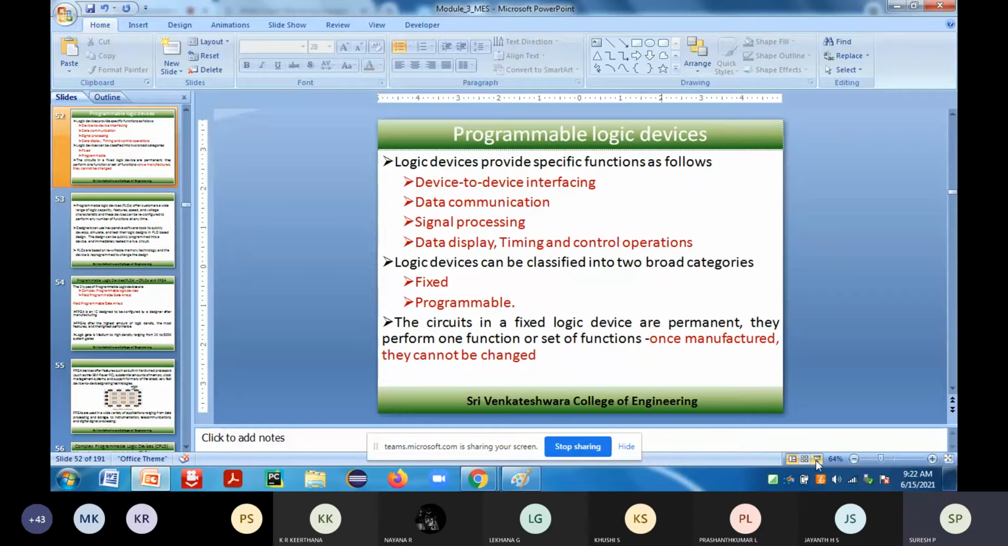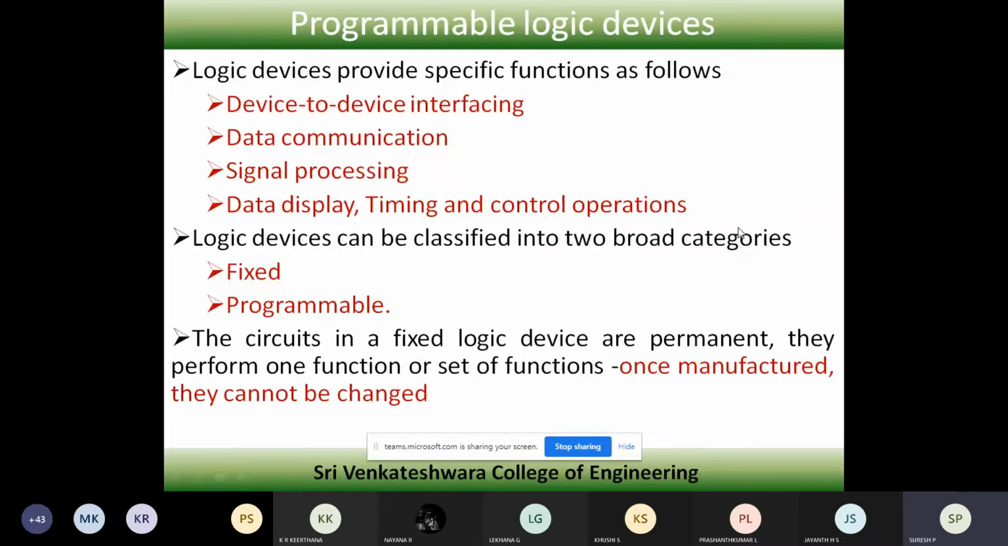So now the circuits are a fixed logic device or permanent. Whatever circuits you are going to have will have a fixed logic device or permanent. When they have fixed logic, they perform only one function or set of functions once manufactured, and they cannot be changed. They cannot be changed once you have that particular set of functions, unlike what you have once it is programmed.